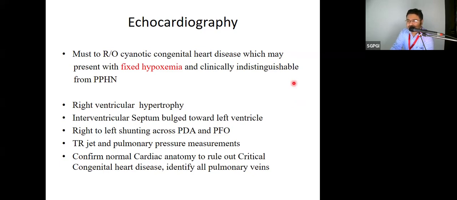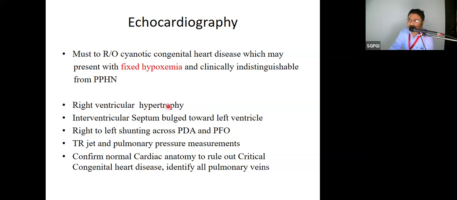So if you see a baby in which the saturation is very variable, changing a lot, that is in favor of PPHN, whereas in a critical congenital heart disease, the oxygen saturation will be fixed. So this is one of the parameters to distinguish it. And these are the four classical features of a baby with PPHN.